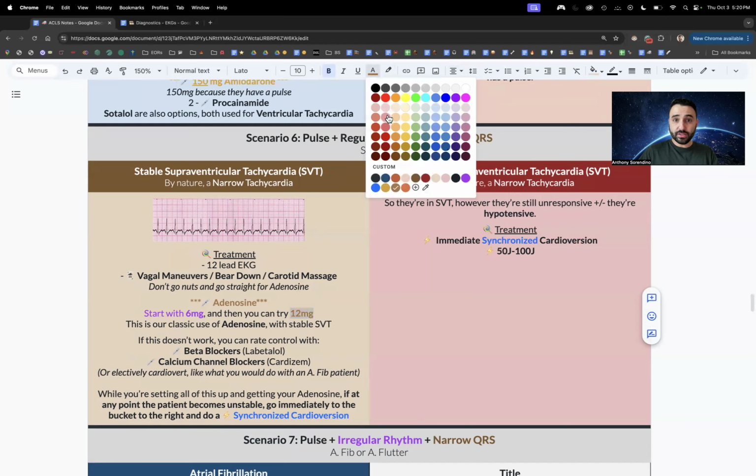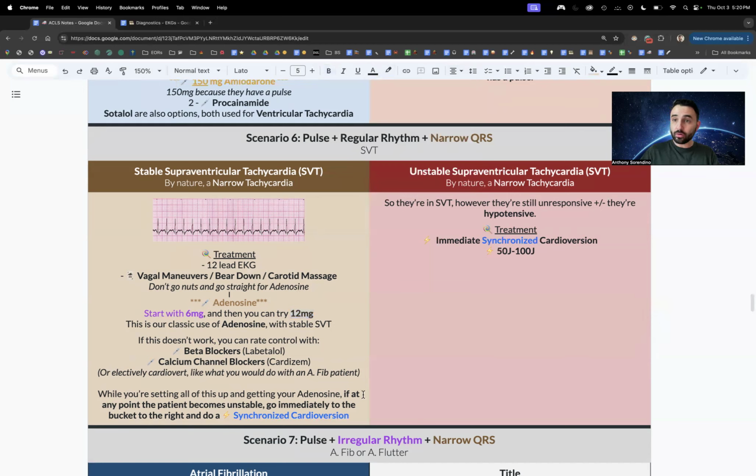Versus amiodarone, where we're starting high with the 300, going to 150, this is the reverse. You don't want to overkill with adenosine because it stops the heart. So you're going to start with 6 milligrams. If that doesn't work, then you can try 12 milligrams. I think you have to wait a minute, but don't quote me on that.